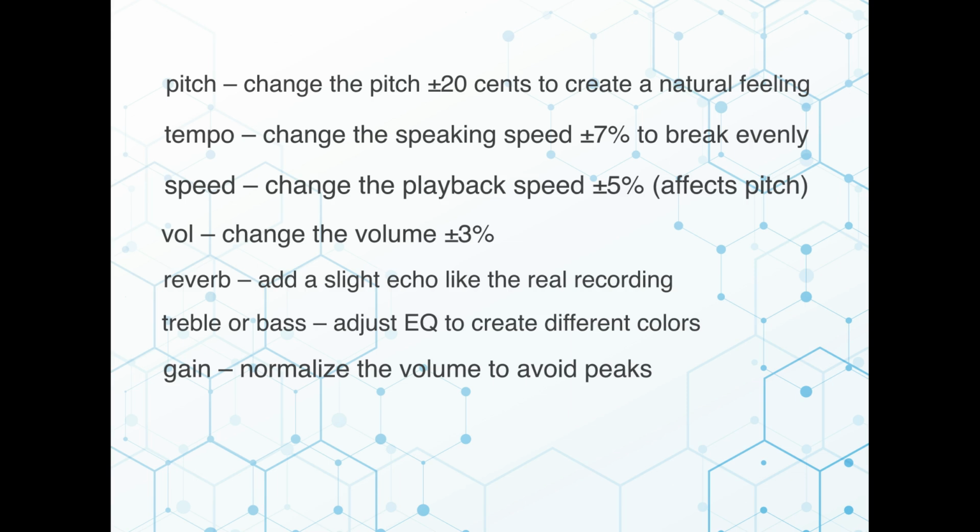Reverb: add a slight echo like a real recording. Treble or bass: adjust EQ to create different colors. Gain: normalize the volume to avoid peaks. If you want to add vibrato and formant variation similar to a human voice, you can combine it with tremolo, 5 Hz, depth 20%, creating a slight vibration like breath or emotion.